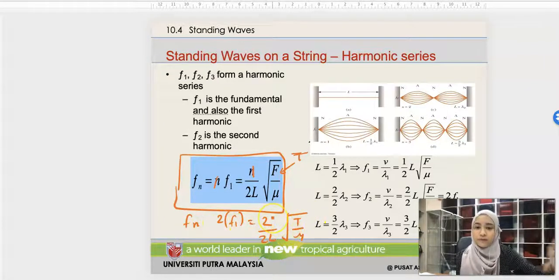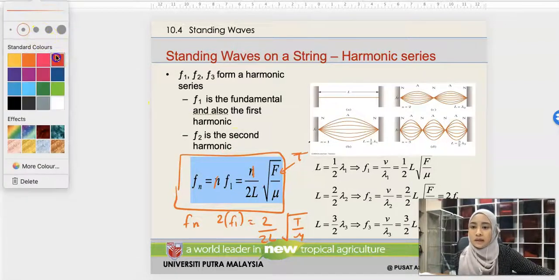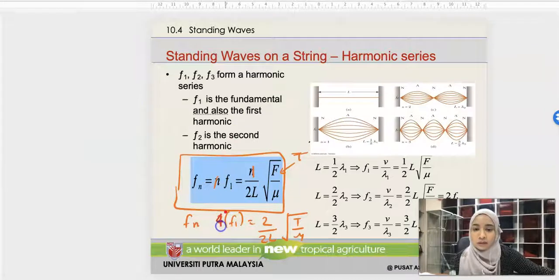If you want to find the fourth harmonic, you just substitute n with that number, so n should be 4. You get 4 over 2L times the square root of tension over mu. Okay, so this is the general equation and you can use it for your harmonic series. F1 is your fundamental, F2 is your second harmonic, F3 is your third harmonic, F4 is your fourth harmonic, and so on. Okay?